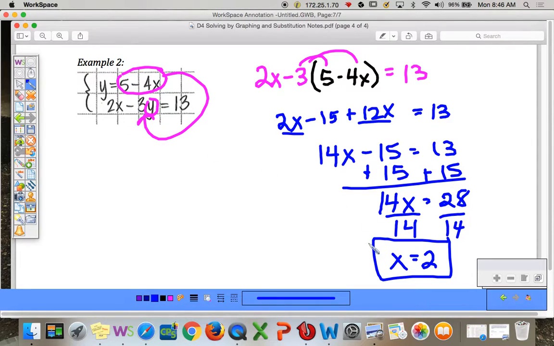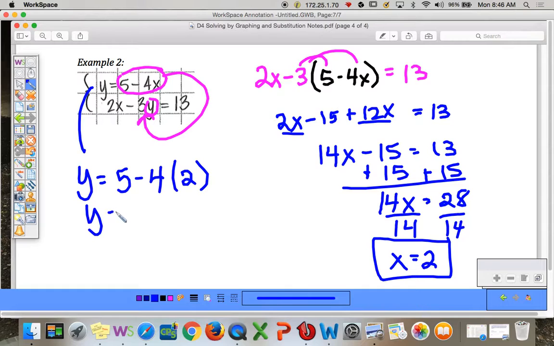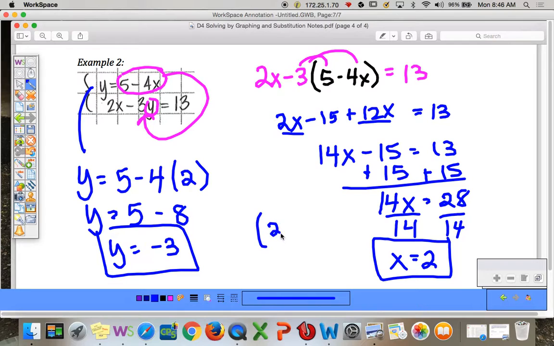Next step, we have the x. We want to see where these two lines cross. We need the y value, so take this equation, y equals 5 minus 4x, and we're going to do 4 times 2. So we have y equals 5 minus 4 times 2, which is 8, and we get y equals negative 3. So these two lines do cross, and they cross at (2, negative 3).